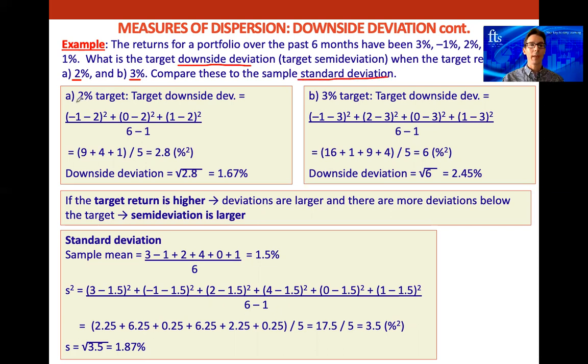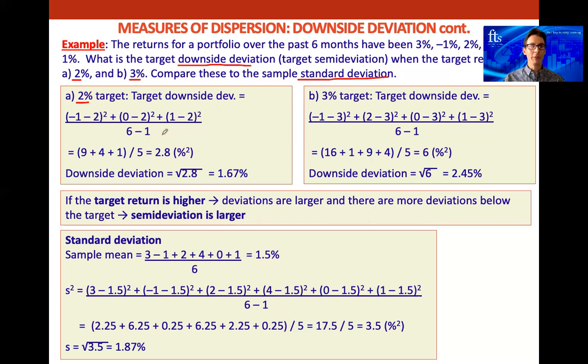First of all, with a 2% target. So what do we need to do? We only need to take into account the observations that are less than 2%. The first one is 3%, so we ignore that one. We don't have to worry about this one. The next one is -1, so that's less than 2, so we're going to take that -1 minus 2 squared. The next one is 4, which is more than 2, so we're going to ignore that one. The next one is 0, and 0 is less than 2, so we're going to take 0 minus 2 squared. And the next one is 1, that is less than 2, so we're going to take that one, 1 minus 2 squared.